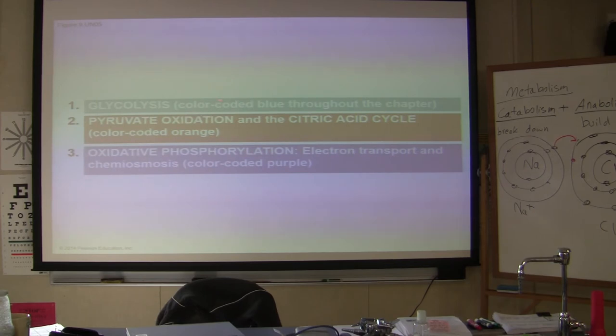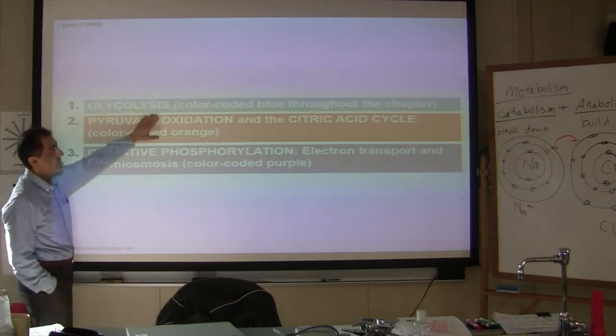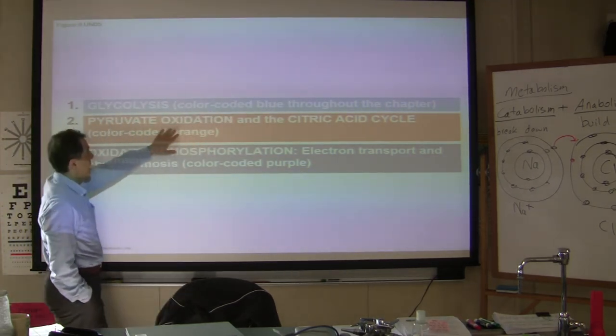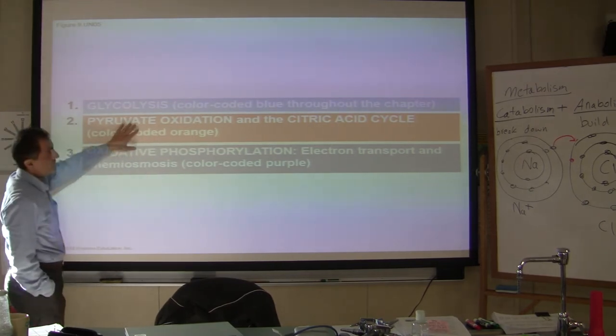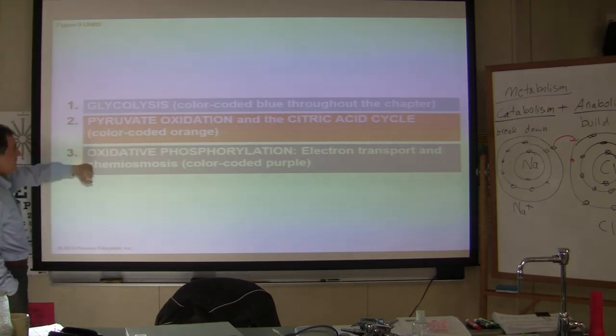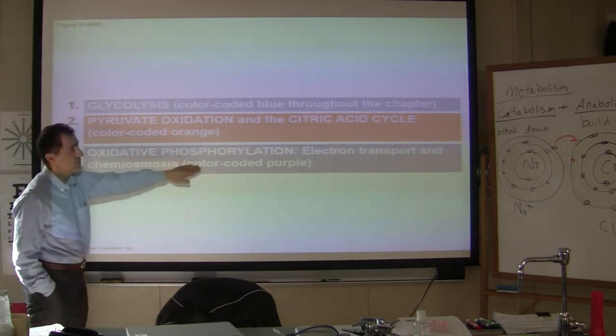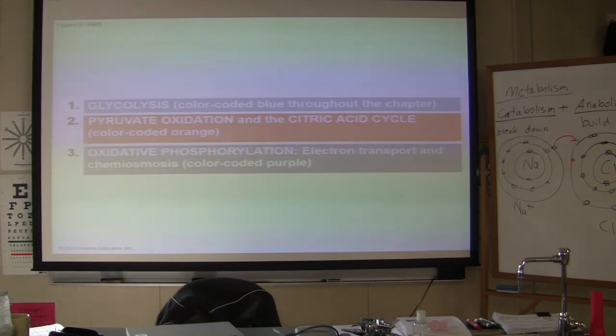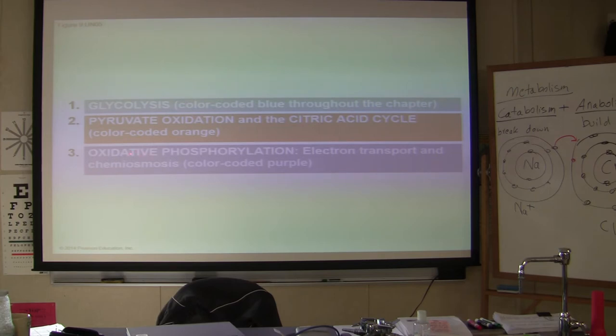Okay, here is glycolysis. And for the rest of the PowerPoints, that's what this PowerPoint is all about. Glycolysis is color-coded blue. The rest, pyruvate oxidation, which is the citric acid cycle, is orange. And then oxidative phosphorylation, which is the electron transport chain, is color-coded purple. Okay? Are you guys ready for those three stages? Well, maybe we'll talk about this one, but this one is really elaborate. So we'll talk about the first one first.